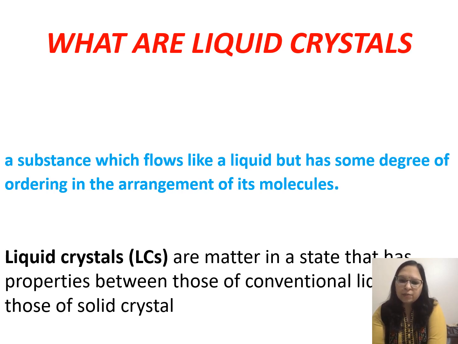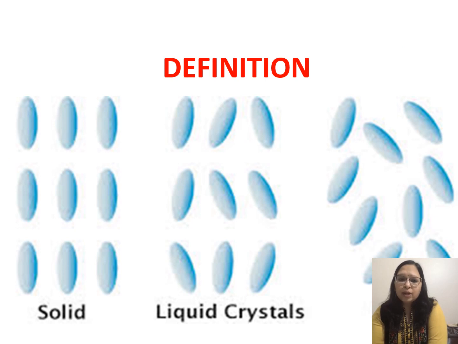So basically they are intermediate between solids and liquids, and they have the properties of both conventional liquids and solid crystals. It means they can flow like a liquid, they have the property of surface tension, viscosity, fluidity, etc. But at the same time, they have the properties of solid as well, like anisotropy, double diffraction, etc. So basically, liquid crystals are those substances which have properties of both solids as well as liquids.